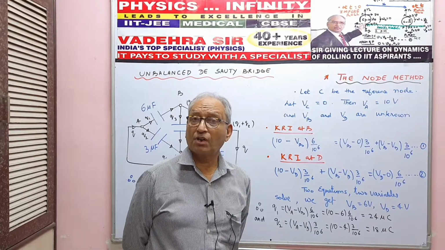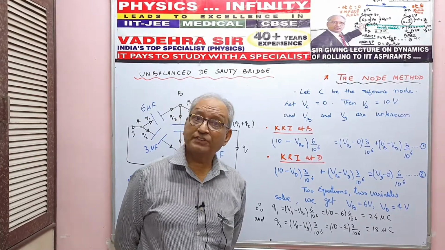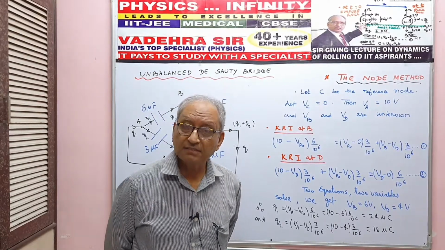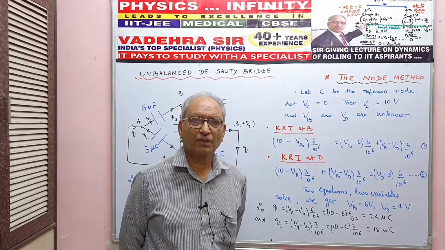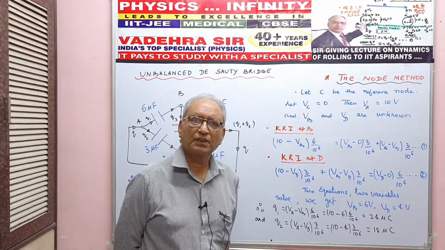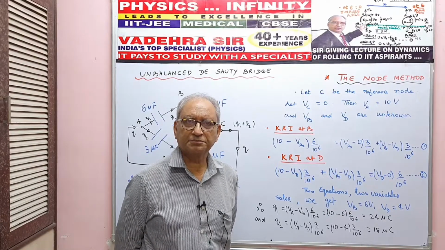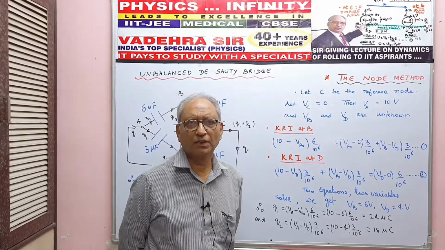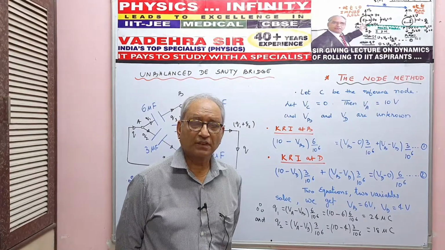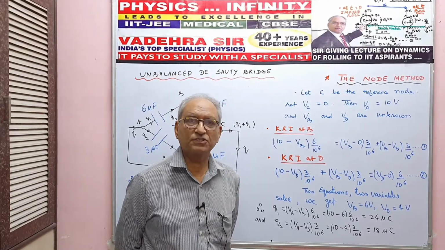I'm going to talk today about the de Sauty bridge and an unbalanced de Sauty bridge. You people are well familiar with the Wheatstone bridge network, that is a 5 resistor network, and you know how to analyze the Wheatstone bridge network consisting of the five resistors.